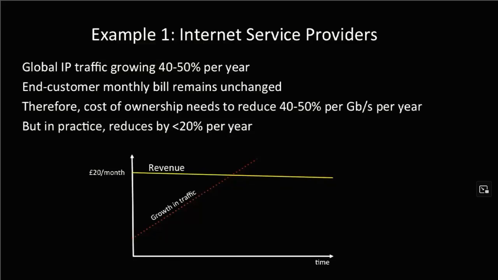That £20 per month, that revenue that we're expected to pay, is going down, and the growth in traffic is something like this. If you then account for that 20% reduction in cost per gigabit per second, then the total cost might look something like this. That point there is very scary because it means there's no profit. The cost outstrips the revenue that you're gaining. And there's really not much other business to be in if you're an internet service provider.